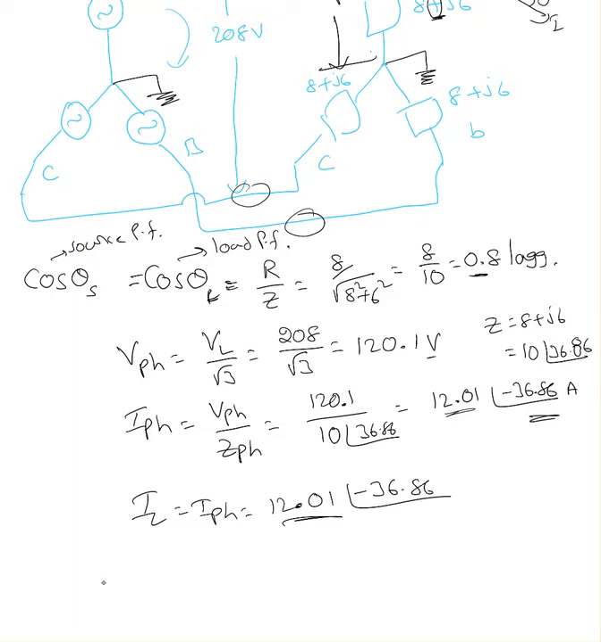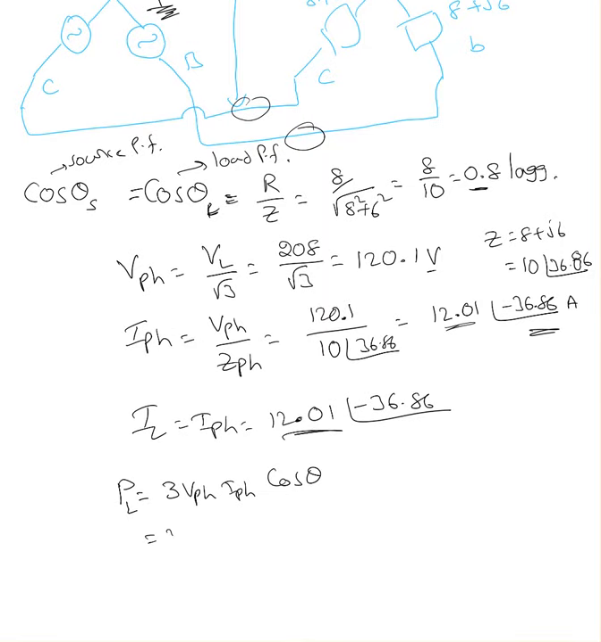Now P equals 3 times VPH IPH cos theta, which is the power consumed by the load. We know VPH is 120.1, we know IPH is 12.01, we know cos theta is 0.8. That will give you 3461.76 watt. That's the active power consumed by the load.